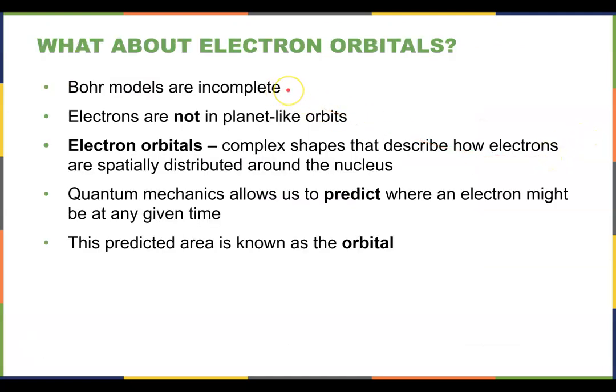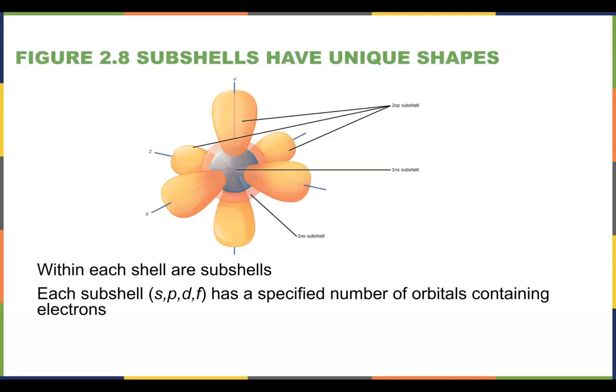So just hitting this again, Bohr models are incomplete. They're highly simplified. Electrons don't actually orbit that way, but they do inhabit specific orbits, and I'll show you that. If you want to go into quantum mechanics, that helps predict where electrons might be at any given time. They are moving very fast, and so it's hard to pinpoint where they might be. And so that's where quantum mechanics comes in.